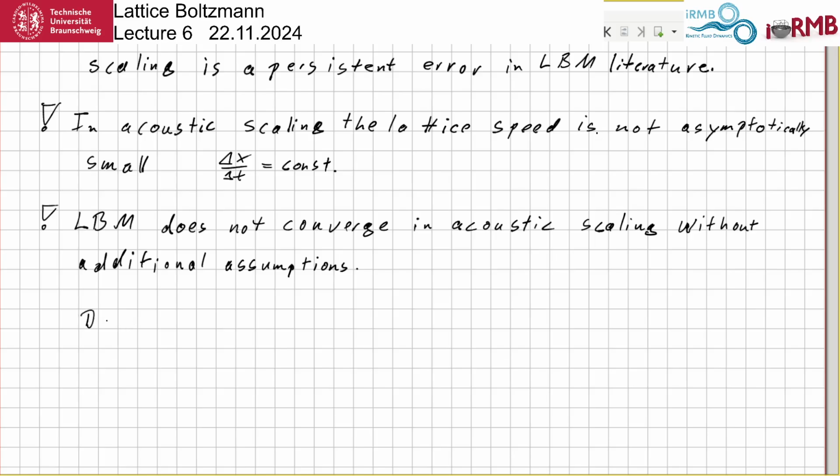So now let's look at something that actually does work, and this is the diffusive scaling. The idea here is that we want to keep the omega constant. Because omega is defining diffusion, this is why the thing that is kept constant during scaling gives the name. So it's the diffusive scaling. And diffusion is, of course, a viscosity, lattice scale independent.